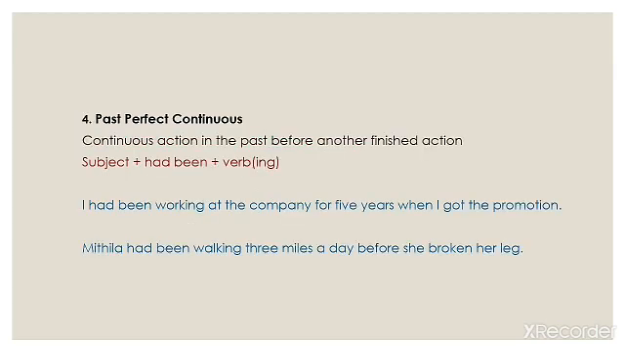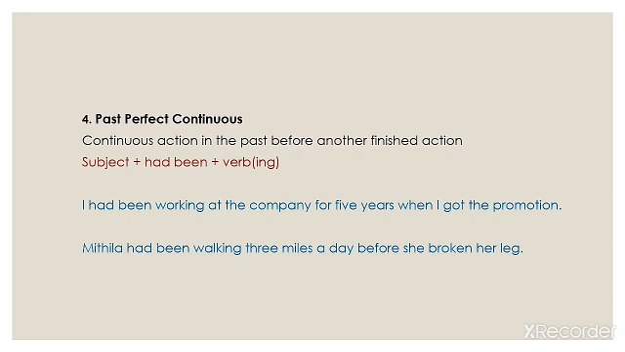The next is past perfect continuous. So where do we use past perfect continuous? We use it when we are talking about a continuous action in the past before another finished action. The rule for it is subject plus had been plus verb, and we use ing. So the example is, I had been working at the company for 5 years when I got the promotion.